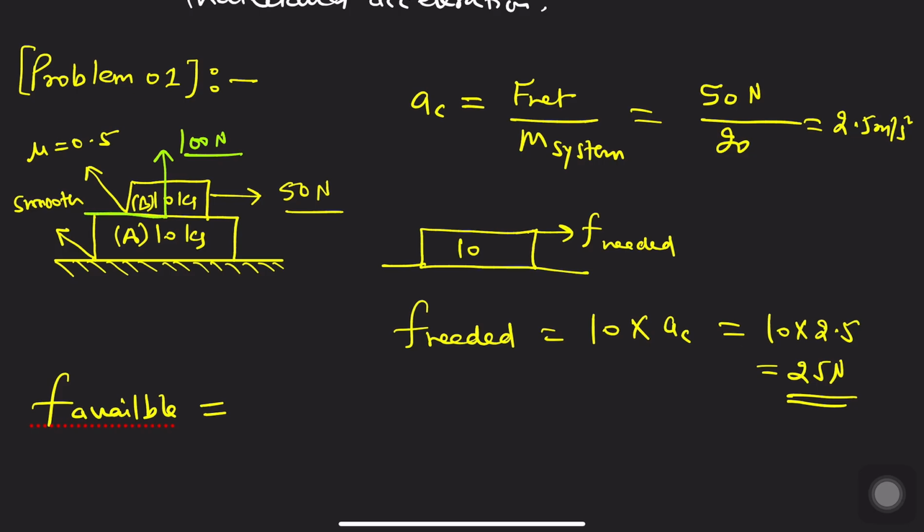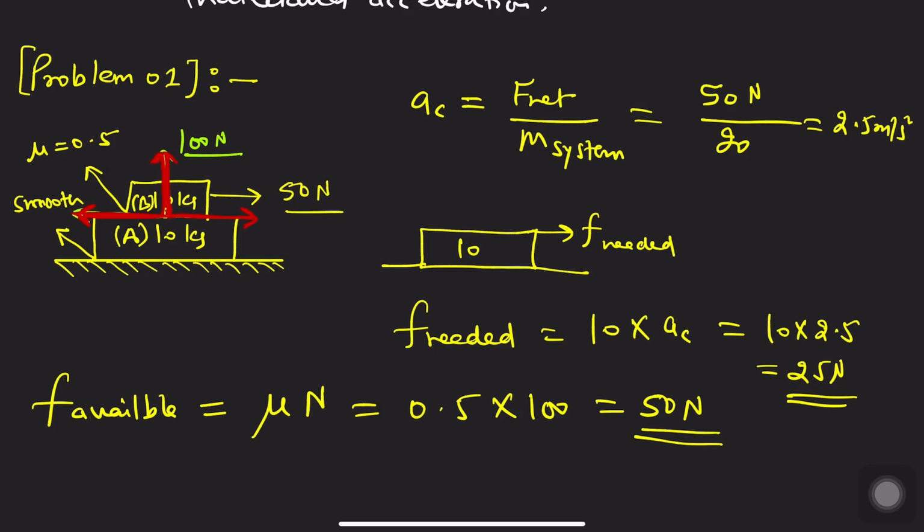So the friction available, let me put it with some other color. This is the normal force available, 100 Newton. The friction force that might be available in this direction or this direction will be mu into N, where mu is 0.5 and N is 100. So it will be 50 Newton available.